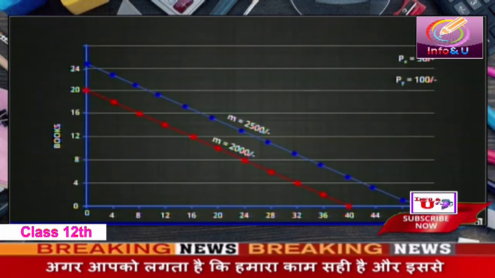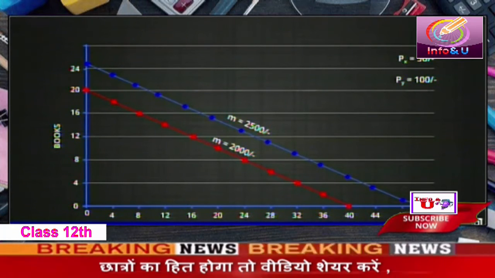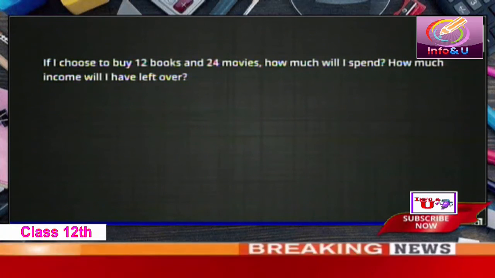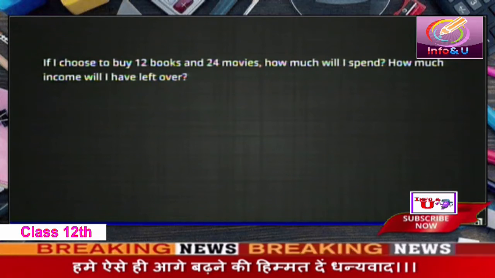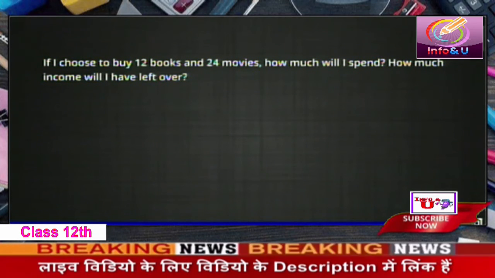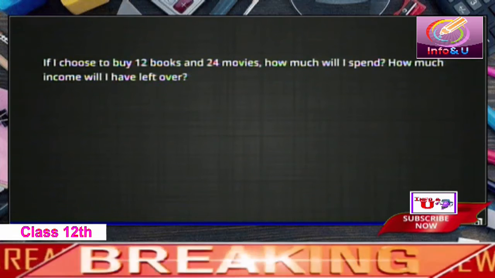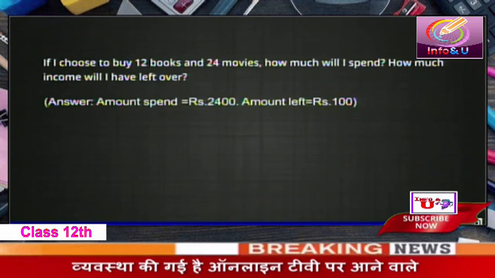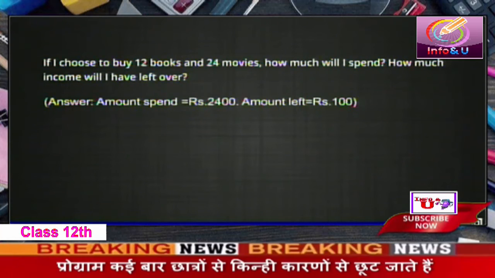She can afford to buy a bundle such as 12 books and 24 movies, which she could not have with her earlier income. If I choose to buy 12 books and 24 movies, how much will I spend? How much income will I have left over? Notice that I will spend 2400 and I will have 100 rupees left over.